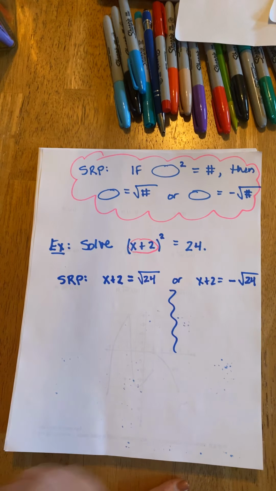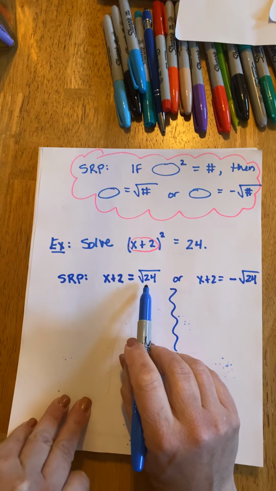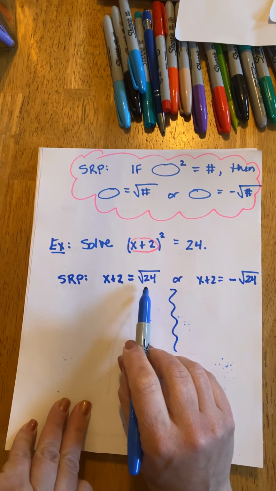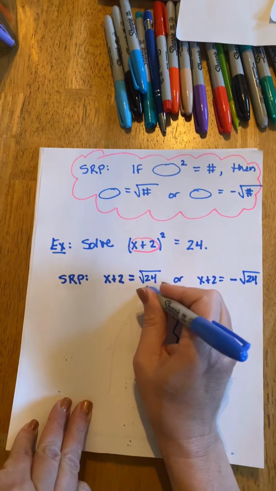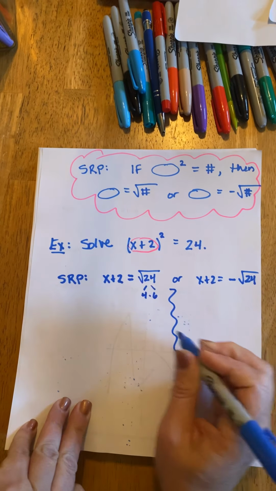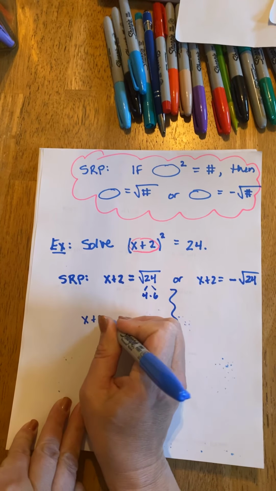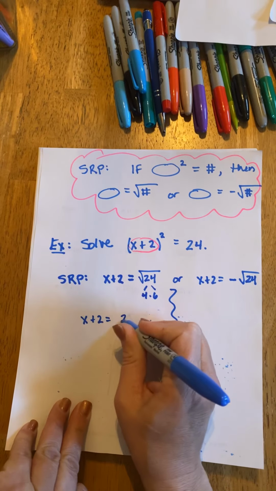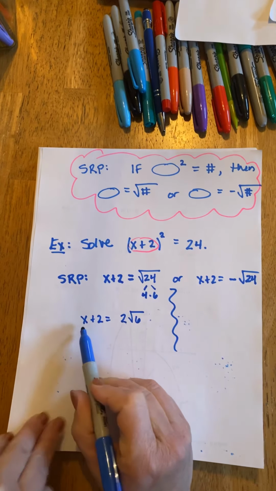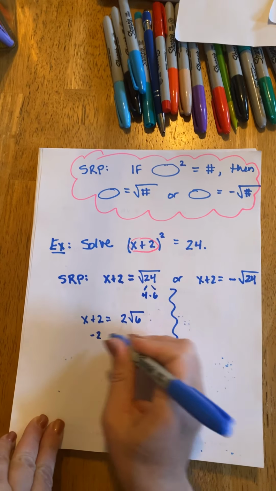Again, keeping in mind our properties from last chapter, chapter 7, you're still responsible to simplify all radicals. So the square root of 24 is the square root of 4 times 6. So x plus 2 is equal to the square root of 4 times the square root of 6, which is 2 square root of 6. Now we solve for x by subtracting 2 from both sides.